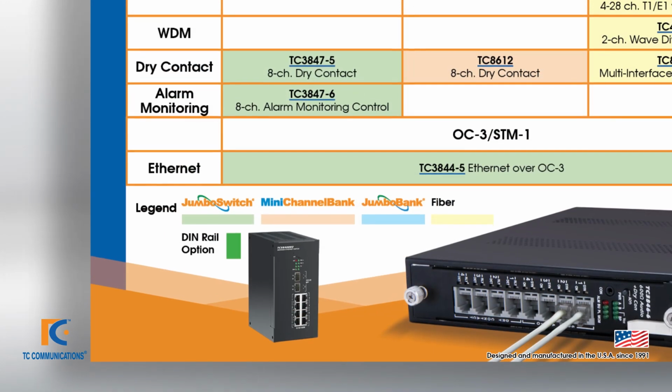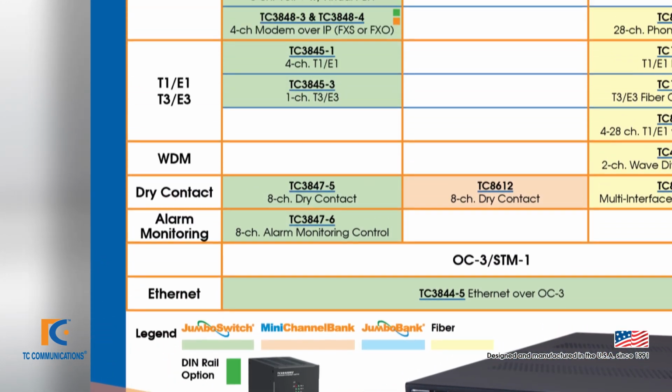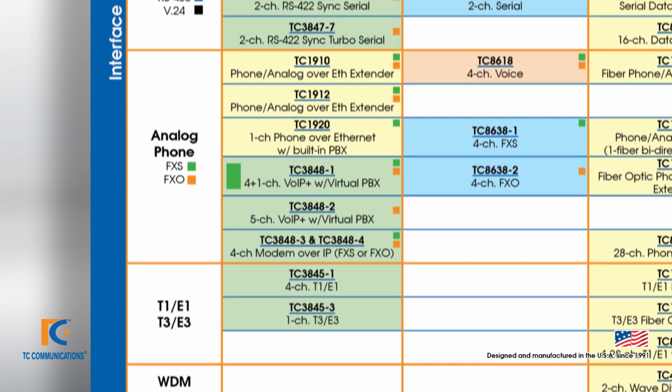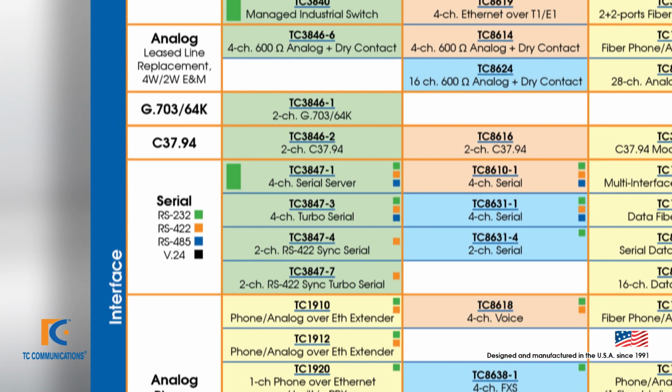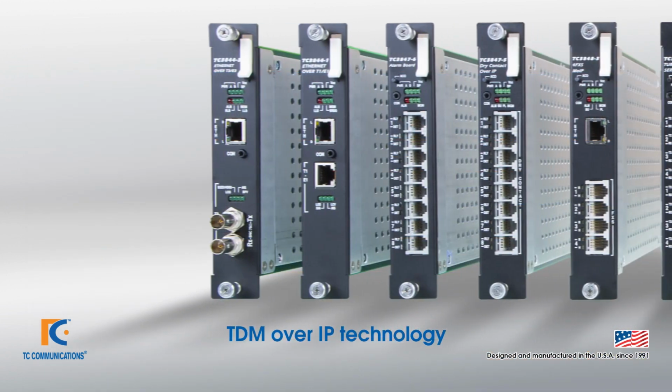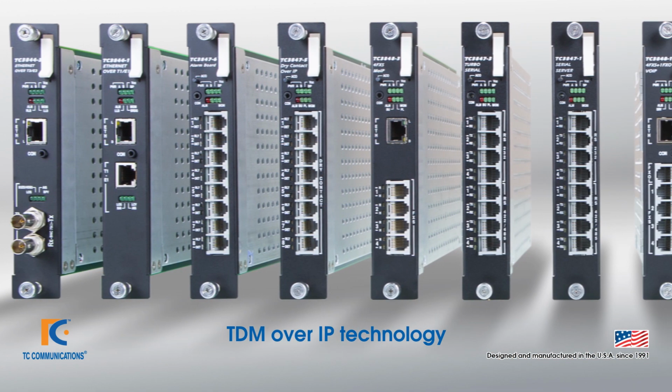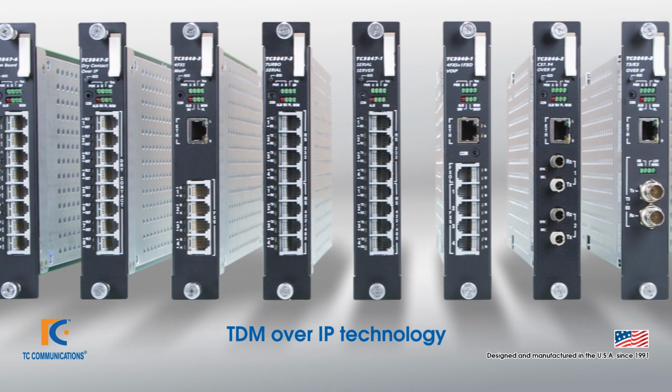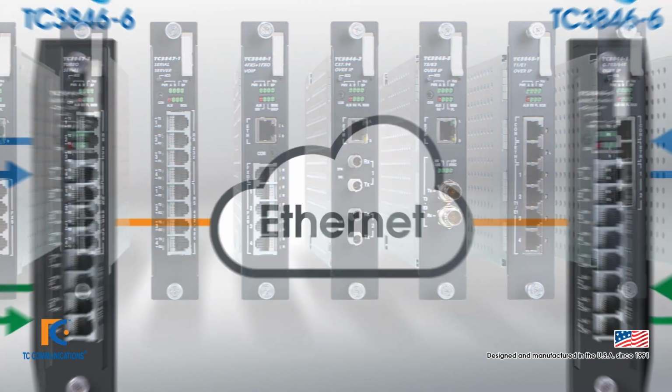The JumboSwitch transmits an impressive range of interface options over an Ethernet connection, all of which are listed in the left column of our product matrix, as you can see here. The JumboSwitch uses TDM over IP to transport any of our supported interfaces, as shown in the following diagram.